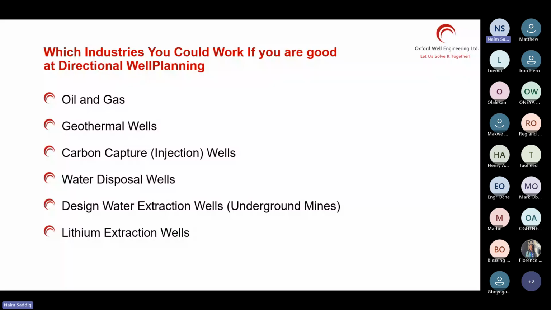And more recently in the UK, I think it's in Cornwall, people are drilling wells to extract salt water, which has lithium as a trace. So they will process it, separate the lithium out of the water, and that way you can use it for batteries. So I think this could be a nice little niche, but 95% of the time you'll be talking about oil and gas when you're talking about directional well planning. Okay.